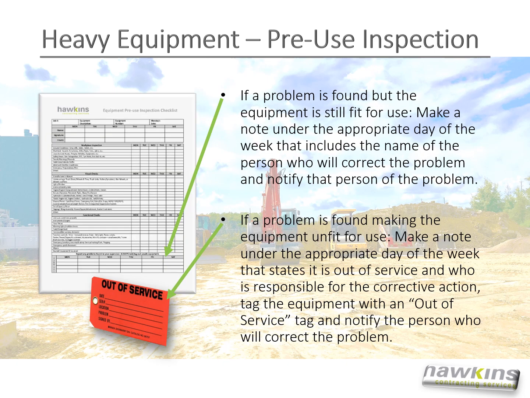If a problem is found but the equipment is still fit for use, make a note under the appropriate day of the week that includes the name of the person who will correct the problem and notify that person of the problem. If the problem is found making the equipment unfit for use, make a note under the appropriate day of the week that states it is out of service and who will be responsible for the corrective action. Tag the equipment with an out of service tag and notify the person who will correct the problem.